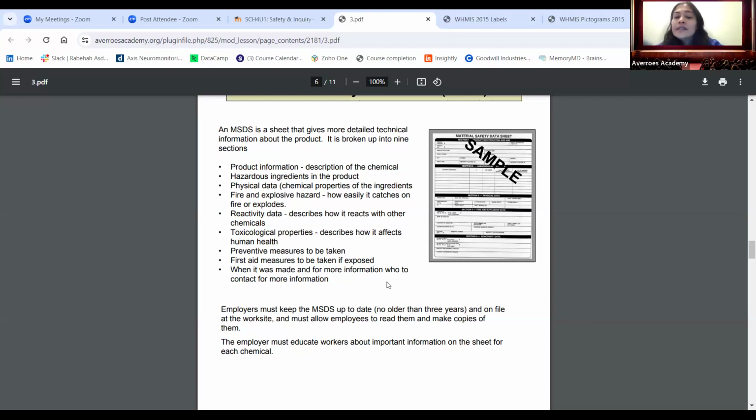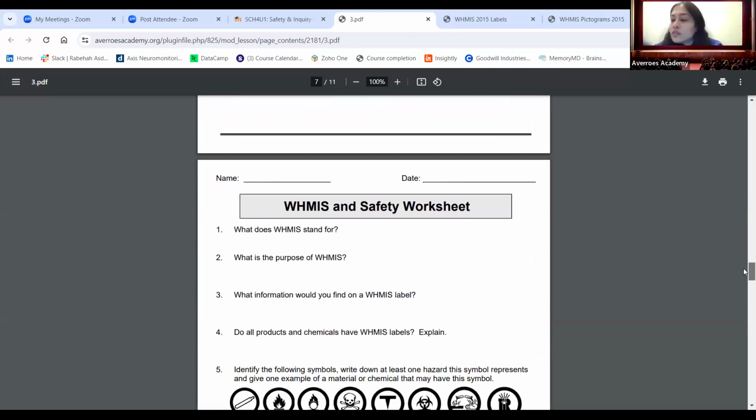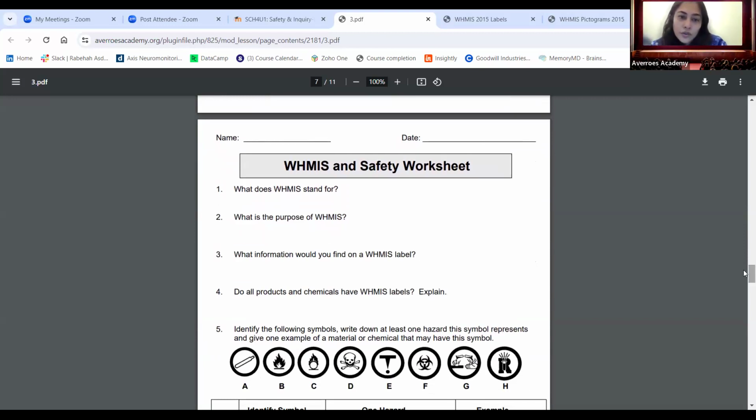So basically, all this information is supposed to be protective. You have to protect yourself, and it leads to safety. The more information about the product that is listed, the safer your workplace is going to be.